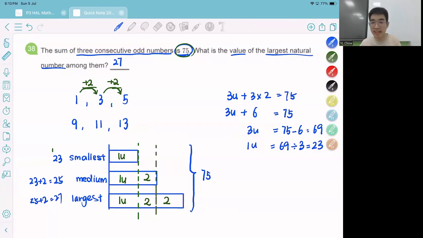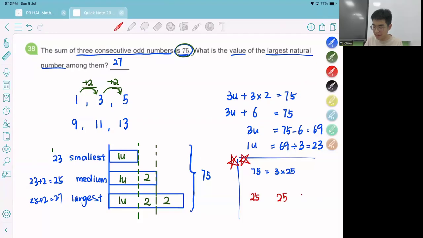Some of you who have better number sense will notice that 75 is just nicely 3 times 25. So I can actually have an alternative way, which is a special way where you just start from 25, 25, 25. To turn it into 3 consecutive odd numbers, I just minus 2 here, I just plus 2 here. That will give me 23, 25, 27. And there you have it. You still get the same answer, 27. Either way works. As long as you get the correct answer, either way works. So this question is pretty special. You have a lot of ways to do it, depending on what your number sense is like.